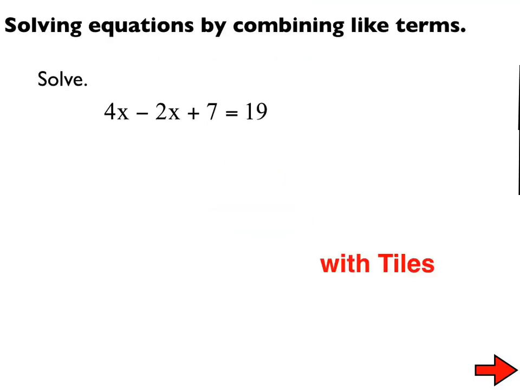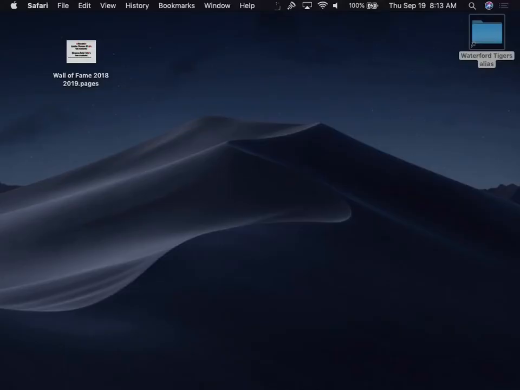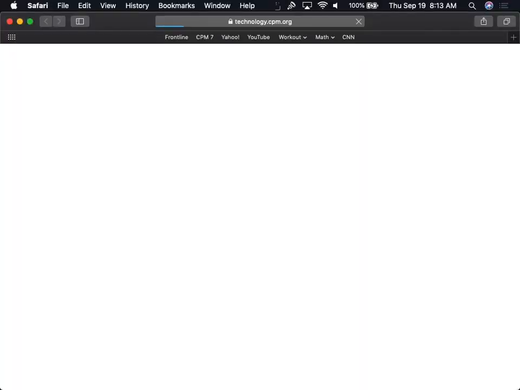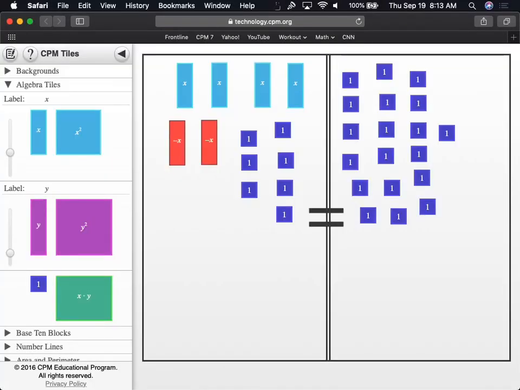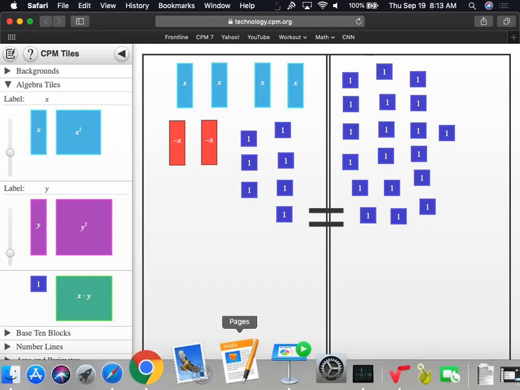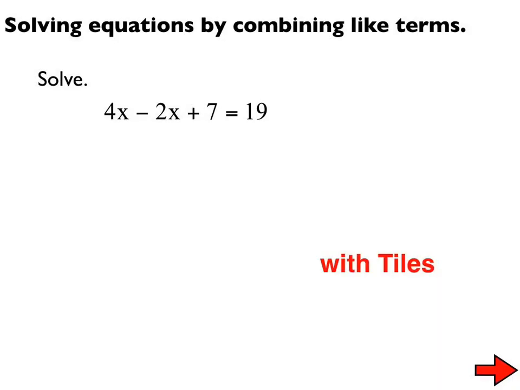All right, first official new problem. Any ideas on what we should maybe do first? Yes? Yeah, so we're just combining like terms first. I didn't mean to do that, so let me go back here. All right, so we combine the 4x and the negative 2x, because technically that is a negative 2x. If you add the opposite, you would see that it's a negative 2x.